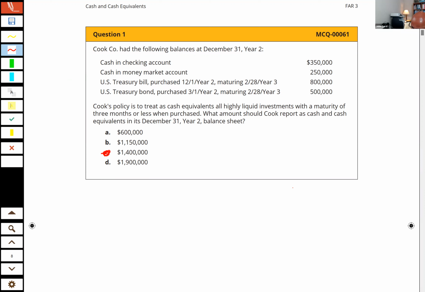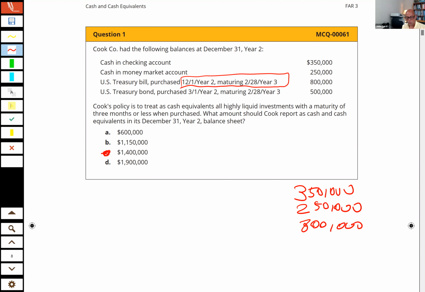And obviously the exam didn't even challenge us on whether those two things count, because that's totaling up to 600,000, right? You can get any of the answers without those two. Then they really are focusing the analysis here on the T-bills, and notice that one is purchased on 12-1 year two, and it matures on 2-28 year three. We're right there on the ninety days, aren't we? So we would go ahead and include that 800,000. The one purchased 3-1 year two is not maturing until year three. No, we're not including that because that's past the 90 days, right?